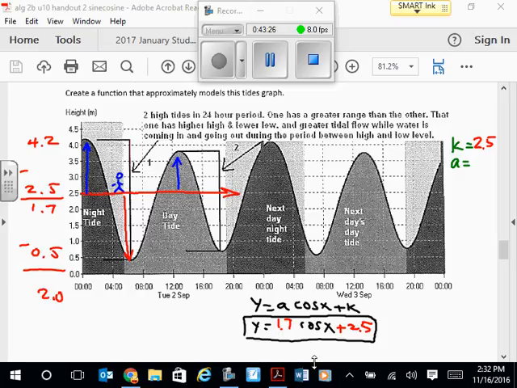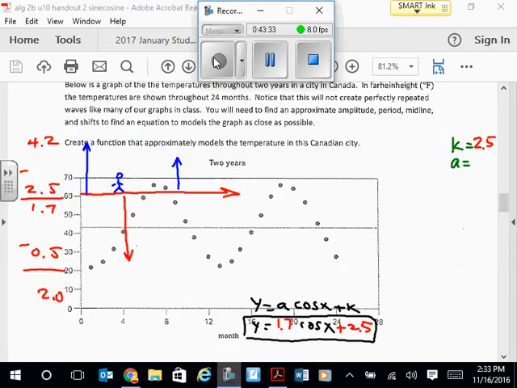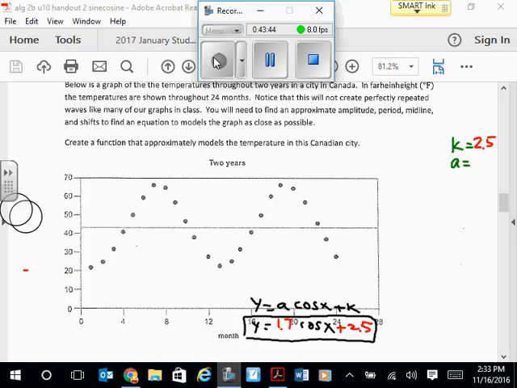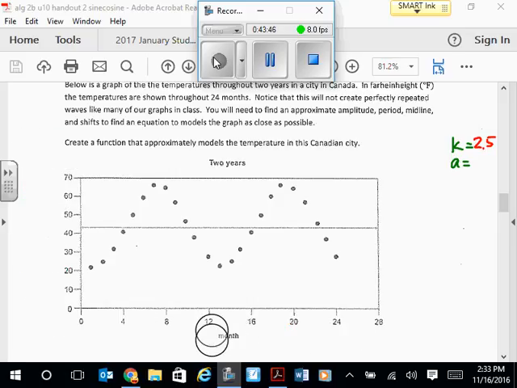The range kind of connects to the amplitude. What's the tallest number? What's the smallest number? Literally the smallest number. How low does it go? And then how high does it go? That's the range. And so the way we write that, put the little square boxes.